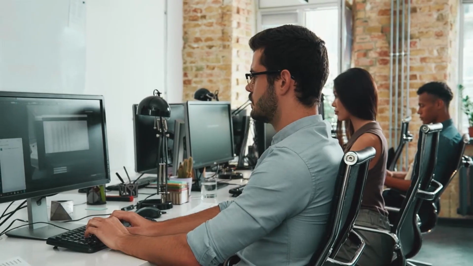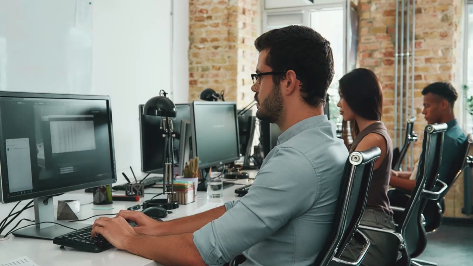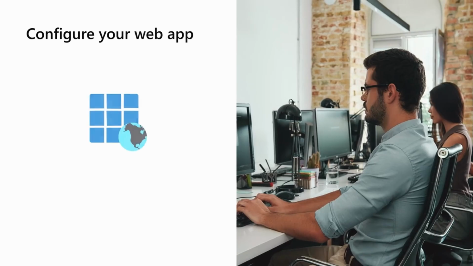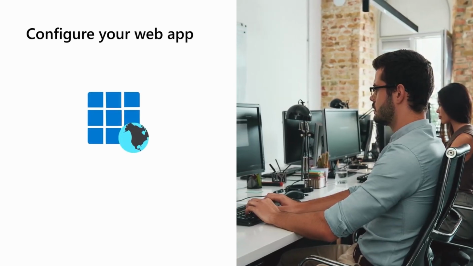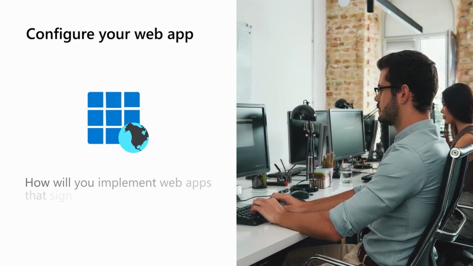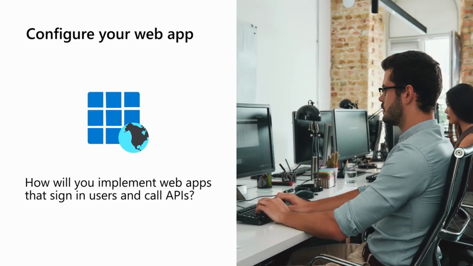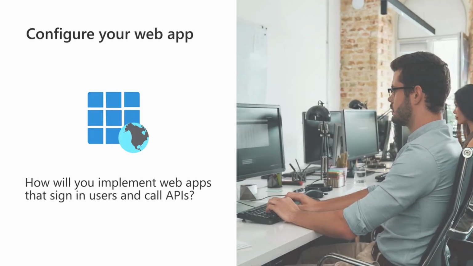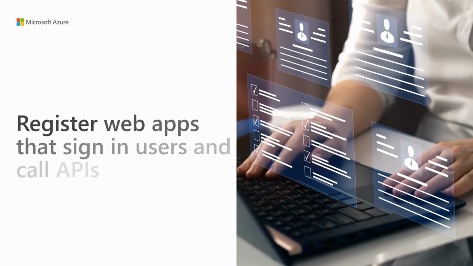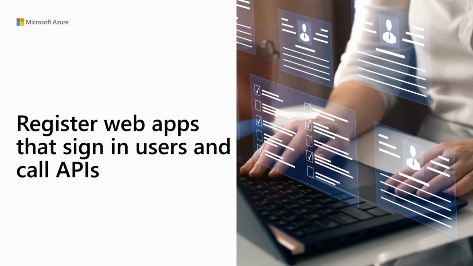You're a developer in a multinational organization that wants to build a web application, frequently referred to as a web app. The organization decides to build the app using ASP.NET Core and host it in Azure. How will you implement a web app that signs in users and calls APIs in Azure Active Directory, frequently referred to as Azure AD? Hello, and welcome to the video, Register Web Apps that Sign in Users and Call APIs.